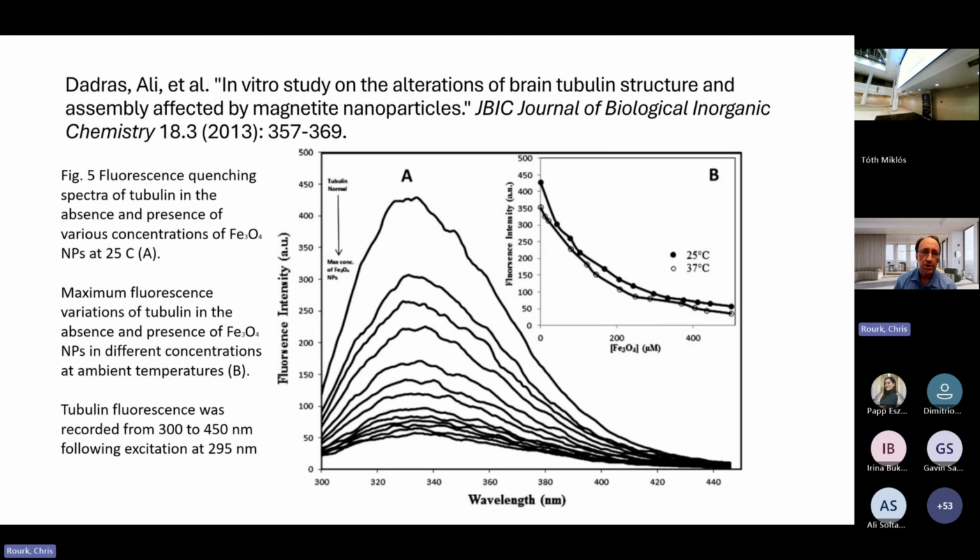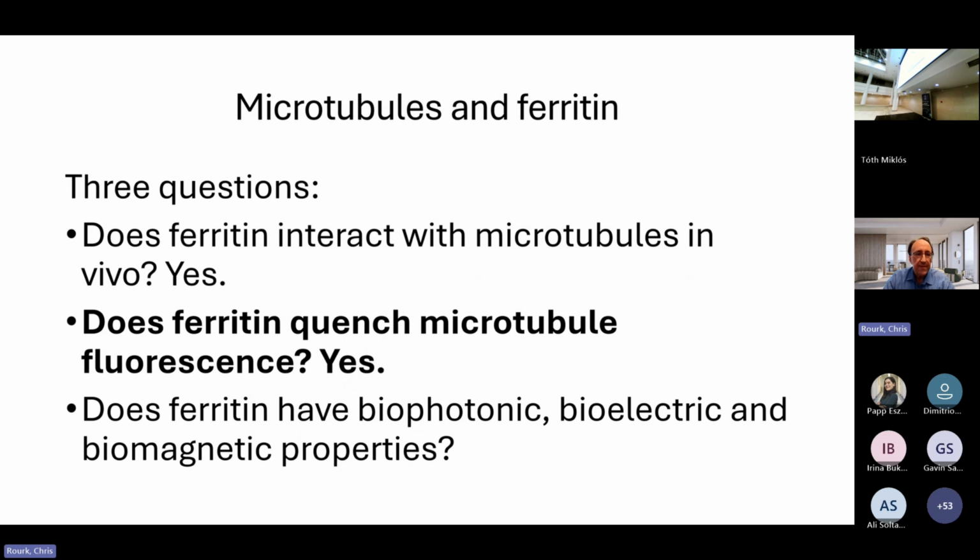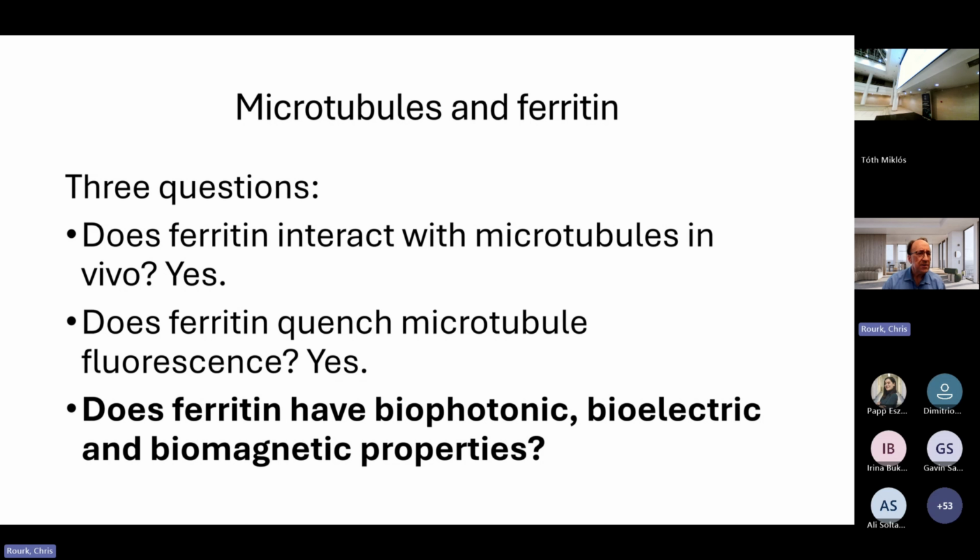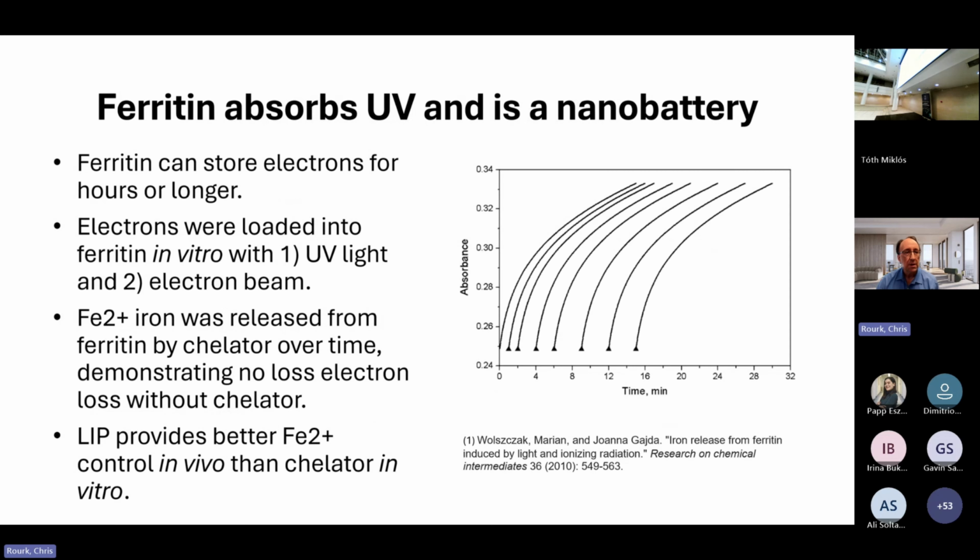There's also this data which shows quenching of tubulin fluorescence in response to UV excitation with increasing magnetite nanoparticles being added. And this is relevant because I think ferritin could potentially have magnetic field effects like magnetite, and I'll show you that in a moment. So does ferritin quench microtubule fluorescence? I think yes, at least in vitro, which is where a lot of microtubule tests are done, and possibly even in vivo. Now, does ferritin have biophotonic, bioelectric, and biomagnetic properties that could interact with excitonic energy transport through microtubules?